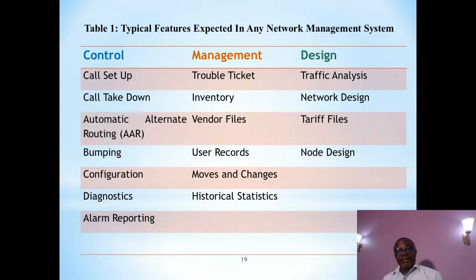Moves and changes, historical statistics that help you to plan ahead. If you have the statistics of people you are serving, then you will be able to plan ahead to meet their ever increasing demand. Then under the design, you have to work on the traffic analysis, the network design, the tariff files, and the node designs. So these are the typical features expected of any telecommunication network management system.